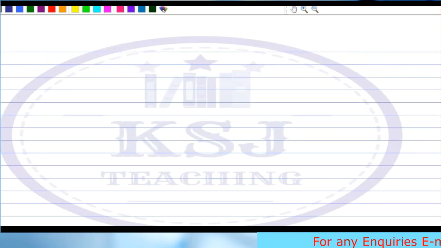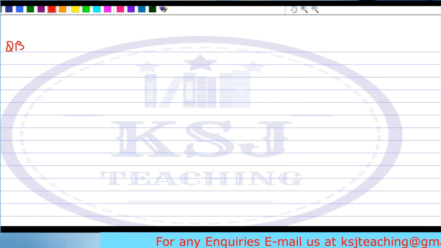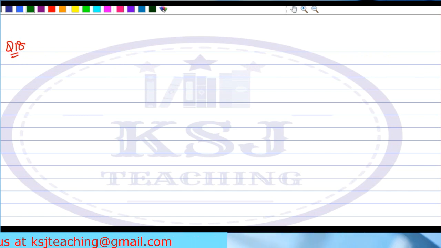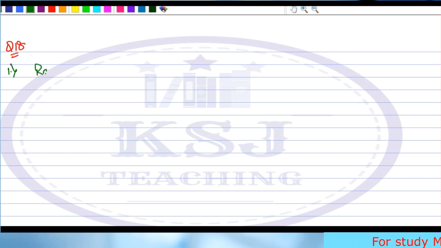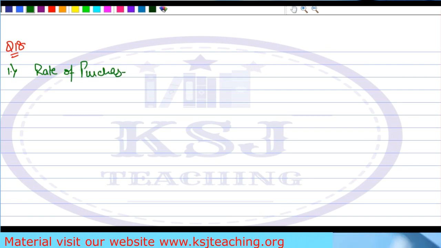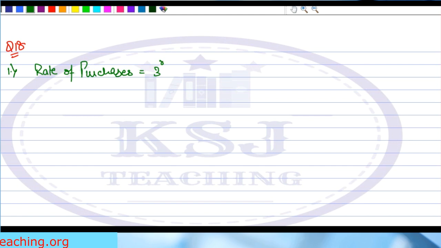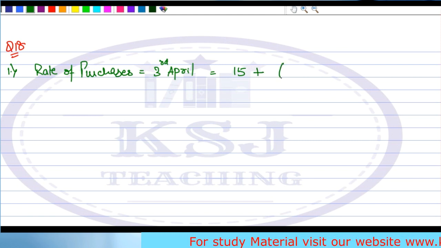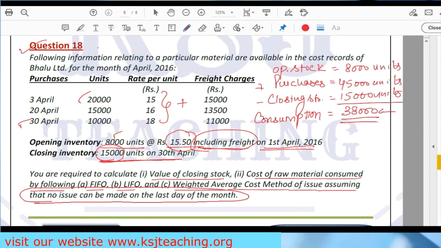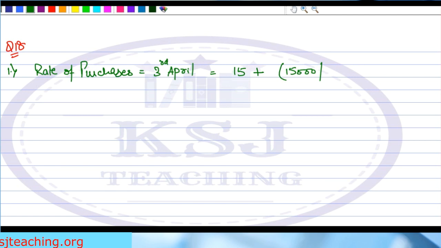Now come to question number 18. So first we are going to calculate the rate of purchases. Of which date? Sir, 3rd of April. Sir, rate is given to us 15 rupees plus freight 15,000. What is the freight per unit? How many units have been received? 20,000. So I can calculate the freight per unit.